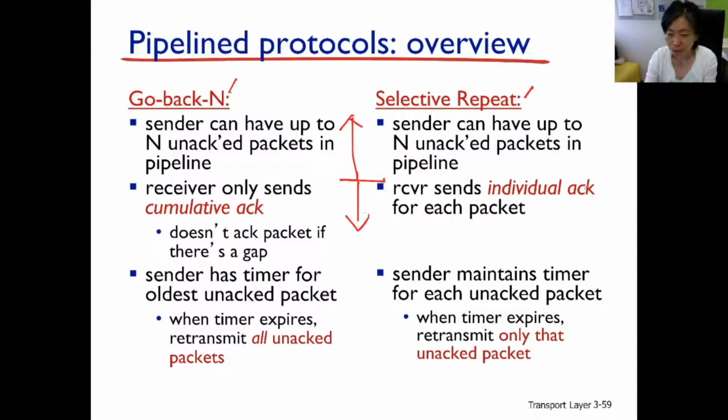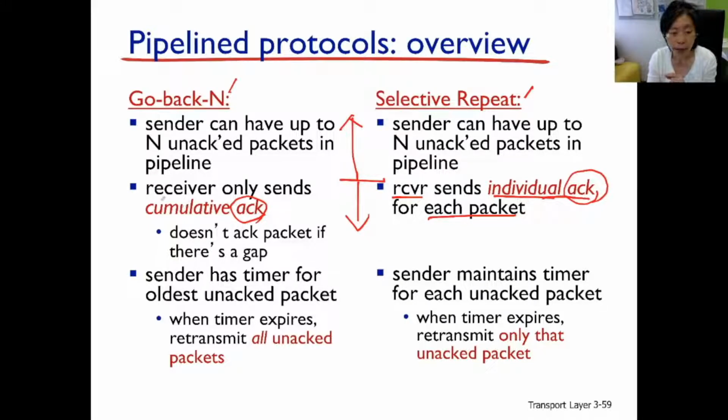First of all, what the sequence number in the ACK packet means is very different. One is to indicate I'm acknowledging an individual packet. So when the receiver in selective repeat sends an acknowledgement, that sequence number in the acknowledgement is to acknowledge exactly the data packet carrying that sequence number.